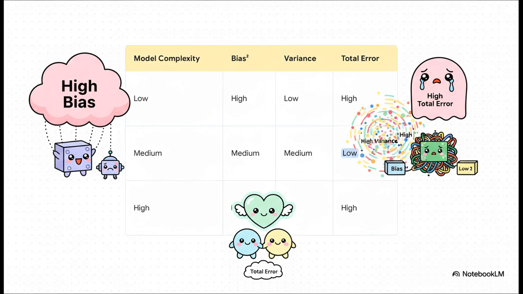This table right here, this solves the mystery we started with. Take a look at the extremes. A really simple model, it has high bias, and that leads to high total error. A really complex model, it has high variance, and guess what? High total error again. The goal isn't to get bias or variance to zero. The goal is to find that sweet spot, that Goldilocks zone right in the middle, with just enough complexity to get the total error as low as possible.